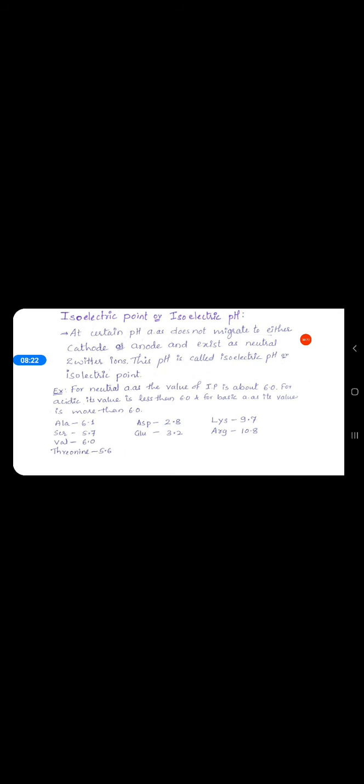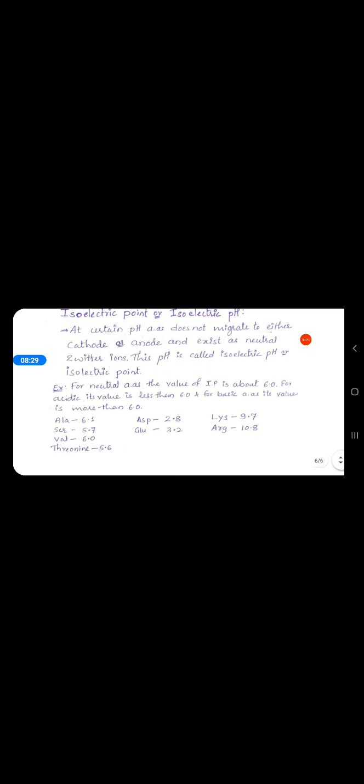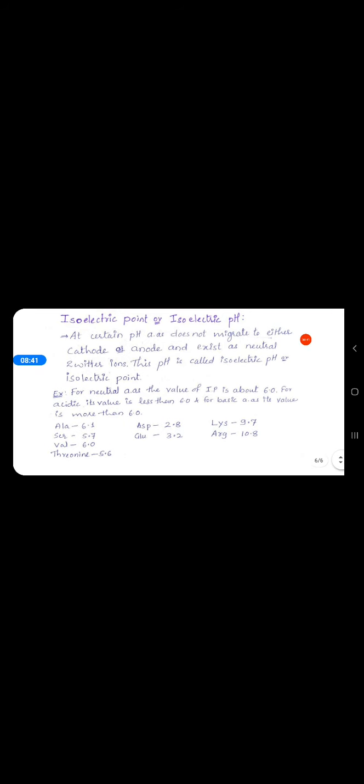Each amino acid has a characteristic isoelectric pH. Depending on this isoelectric pH, amino acids can be identified and can be separated from a mixture. So this is very important and a characteristic value of amino acids.